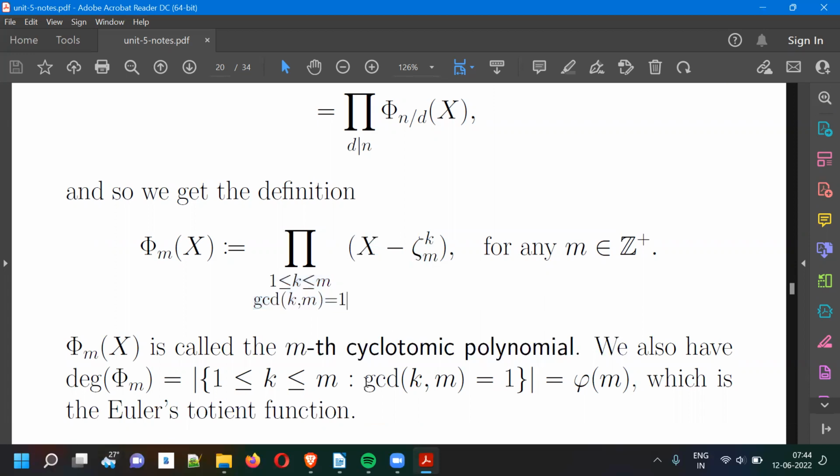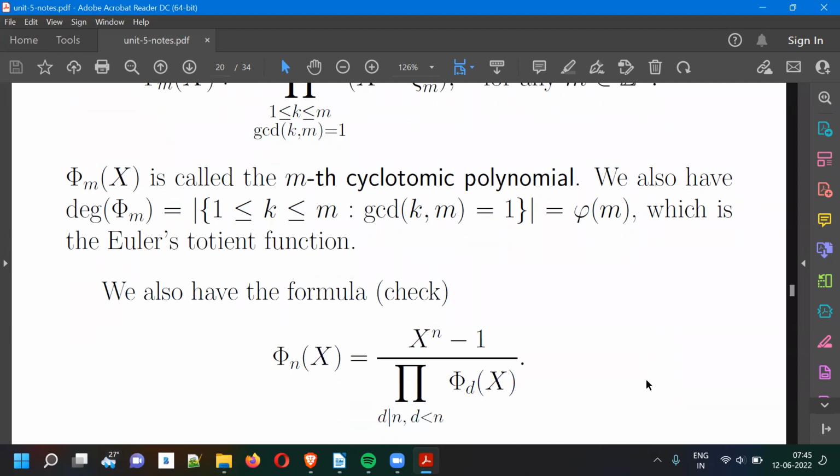And this is actually equal to Euler's totient function: the number of elements which are co-prime to m and less than or equal to m. This is called Euler's totient function. You must have seen this in BSc. We have also seen how to calculate Euler's totient function when you are given the prime factorization of the number. That's not so important. So just remember that this is Euler's totient function, the number of elements less than or equal to m and co-prime with m. That's the degree of this polynomial.